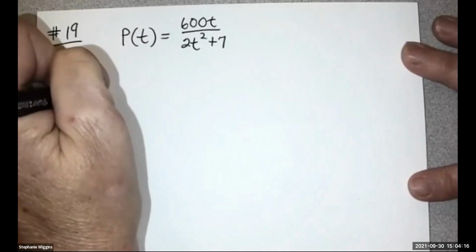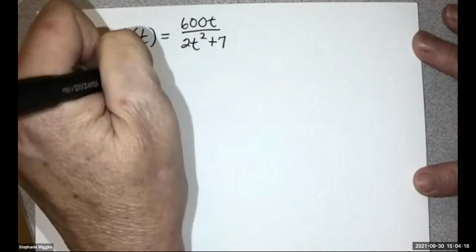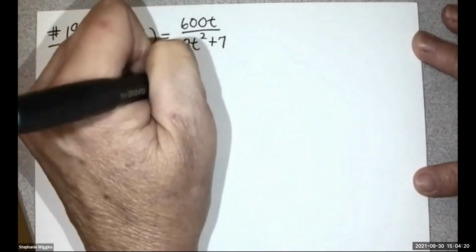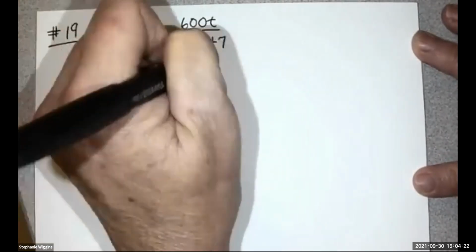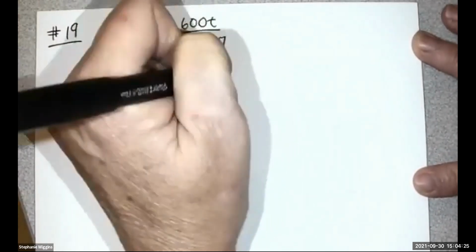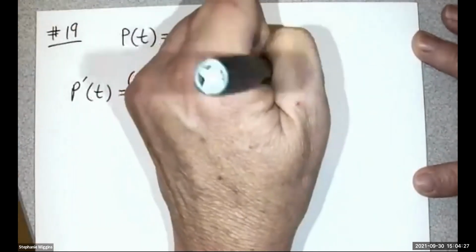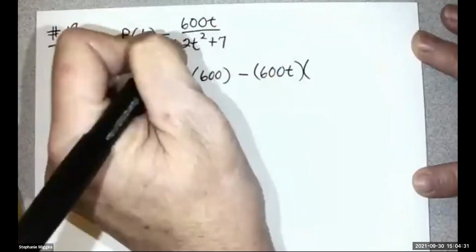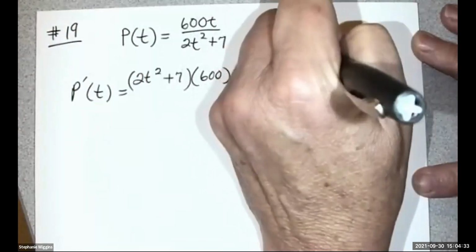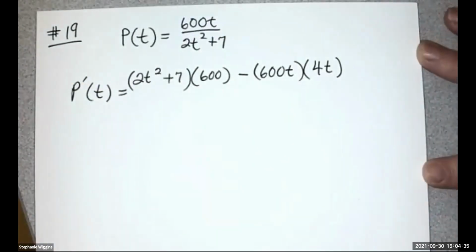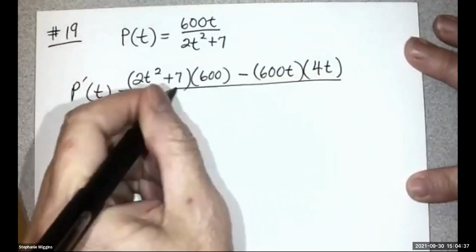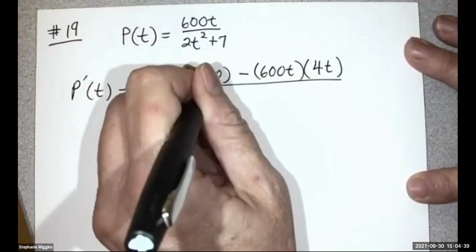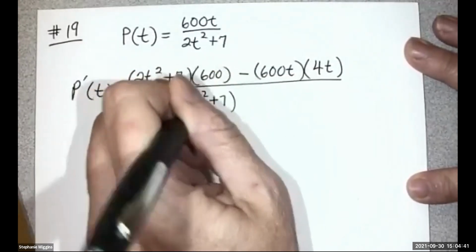So p prime of t is going to be the bottom function times the derivative of the top, minus the top function times the derivative of the bottom. Make sure you use these parentheses. And that's all divided by the bottom function squared.